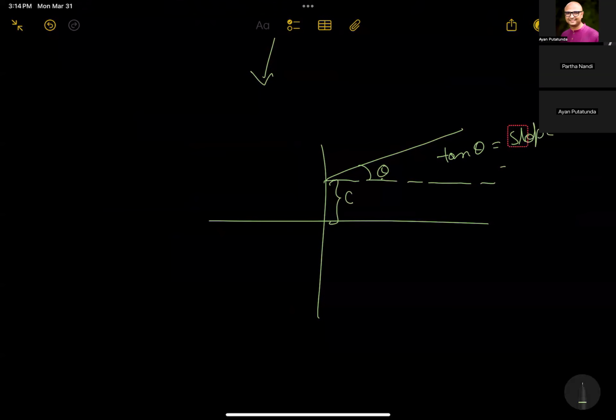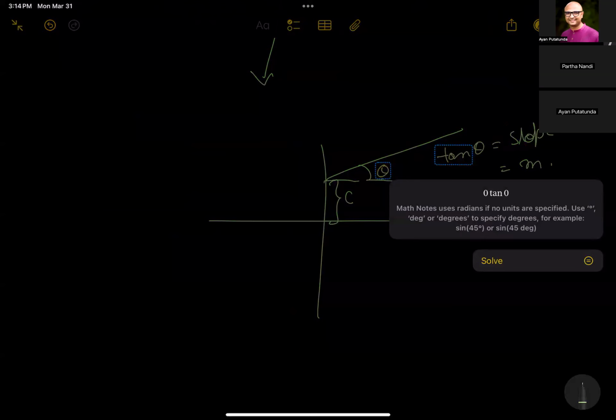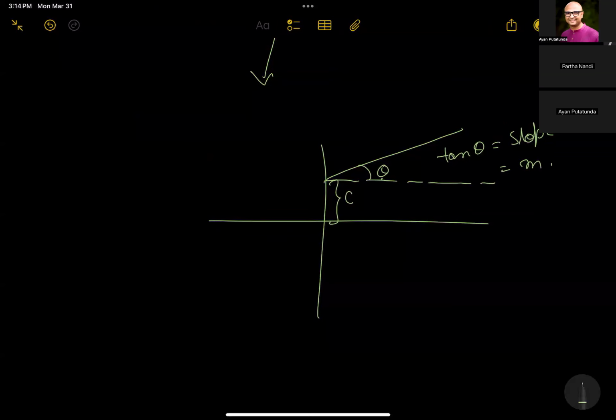This is called m. So here y equals mx plus c, where m is called the gradient, and m is also called the slope of the equation.